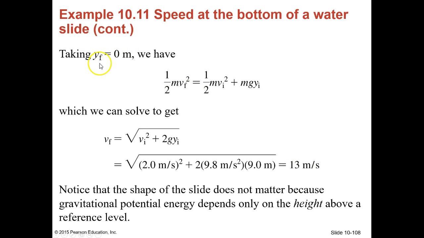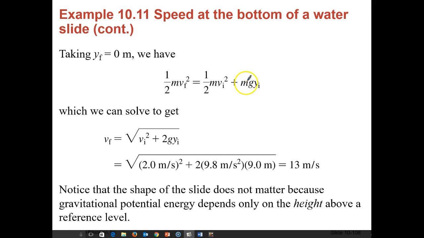Since our final height is zero, we're going to say that there is no mgy here anymore. There's no more final potential energy. We know we have 1/2 mv_f squared is equal to 1/2 mv_i squared plus mg times that initial height. Notice that we don't worry about the masses here.